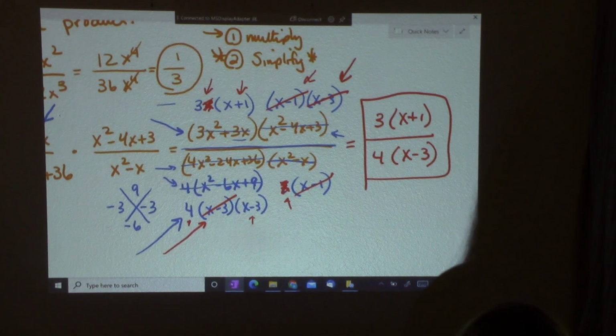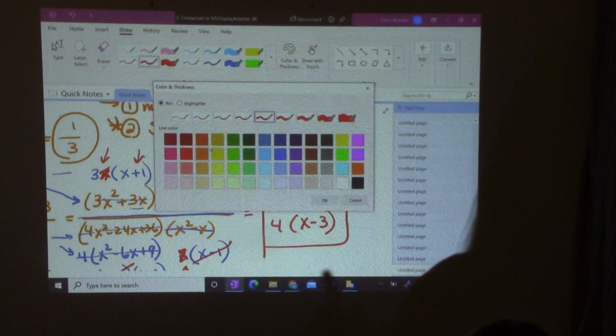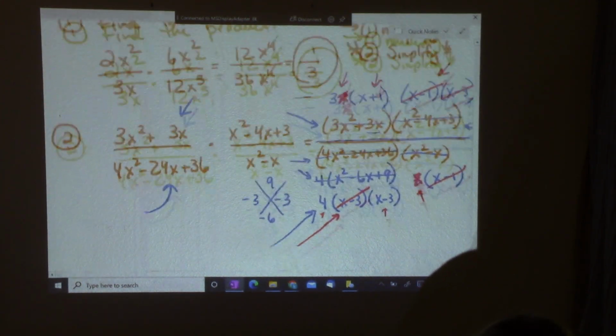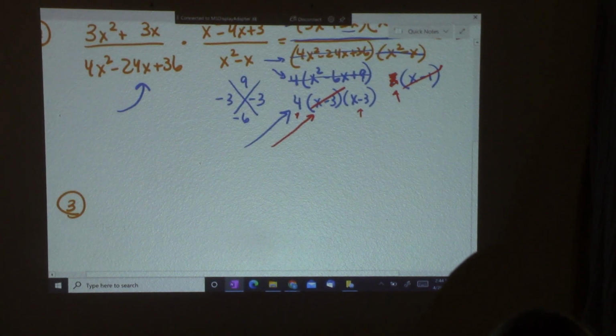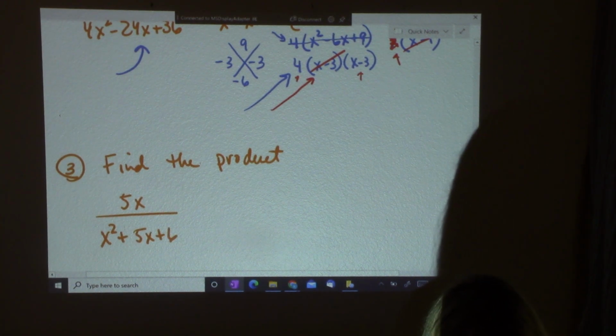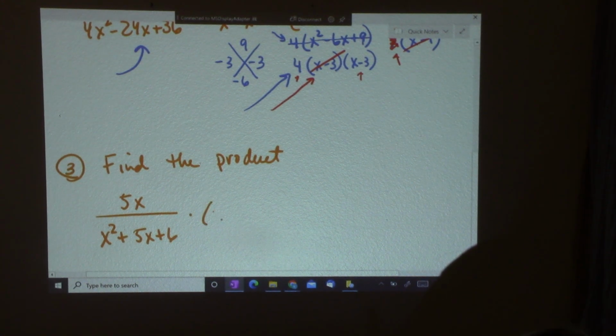Okay, let's do another one. I'm going to change colors again, back to orange. That was number 2. Number 3, find the product. And here we go. 5x times x squared plus 5x plus 6, times x plus 3. Okay?